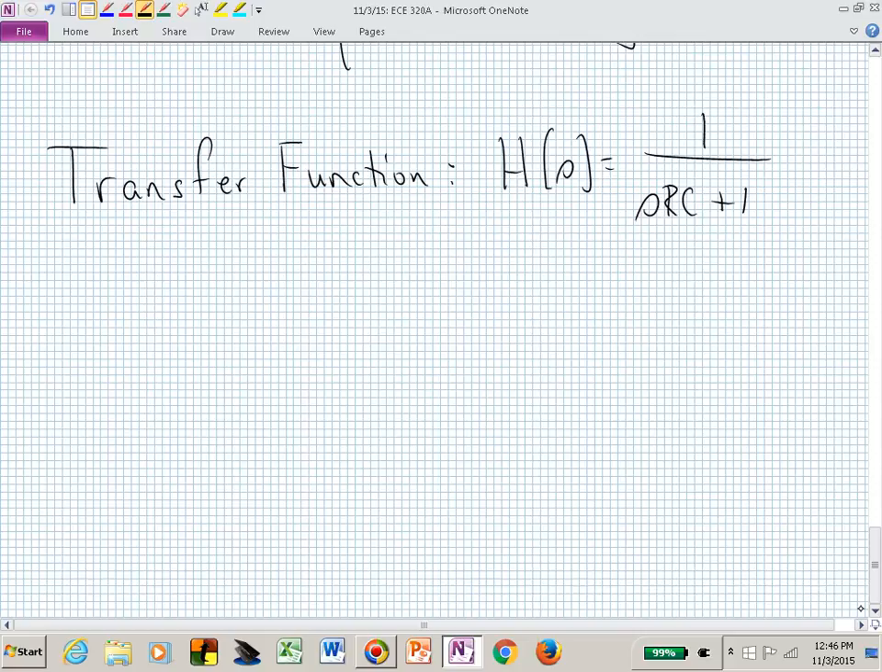This particular transfer function, what's the order of this transfer function? And you could have told me that from the circuit. Yes? How many energy storage devices were in that circuit? 1. So you knew you were expecting a first order transfer function. This particular transfer function is actually in a specific form called time constant form, meaning the constant has been normalized to 1, the constant term.